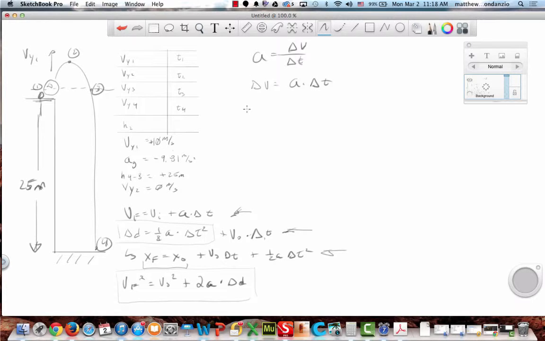So my delta velocity is what? What's my final, what's my initial? Final is what? 0 meters a second minus my initial, which is positive 10 meters a second, equals my acceleration, which is negative 9.81 meters per second squared times my delta T, right? So now I can figure out my delta T. My delta T is going to equal what?